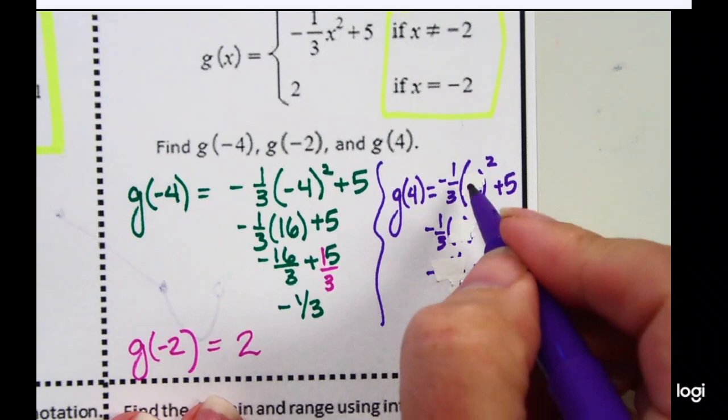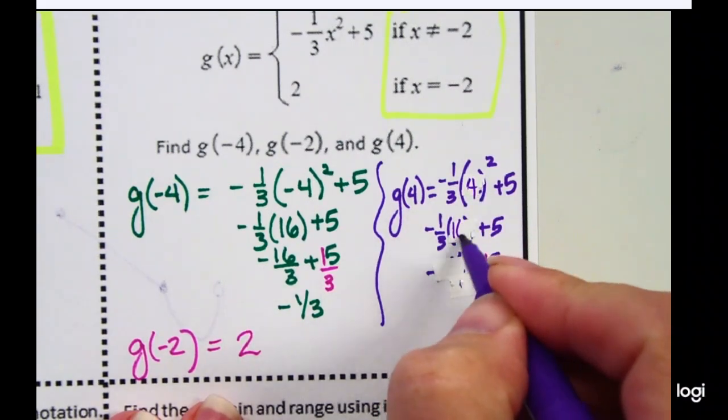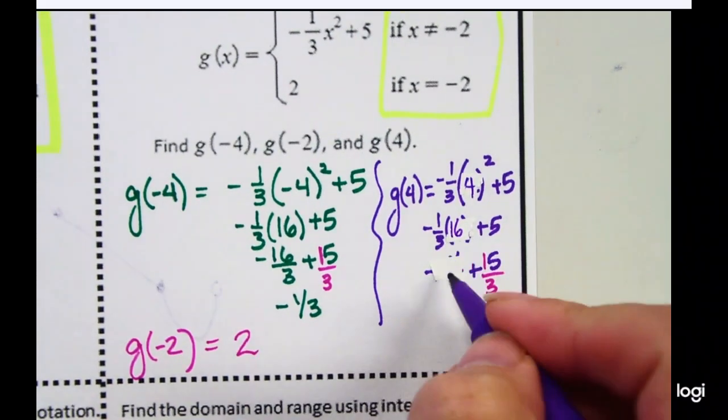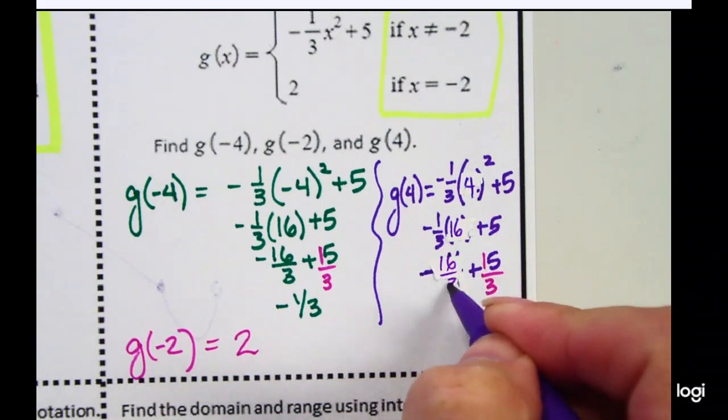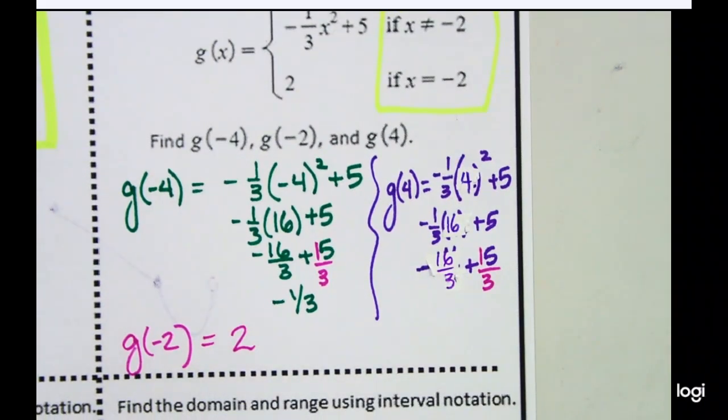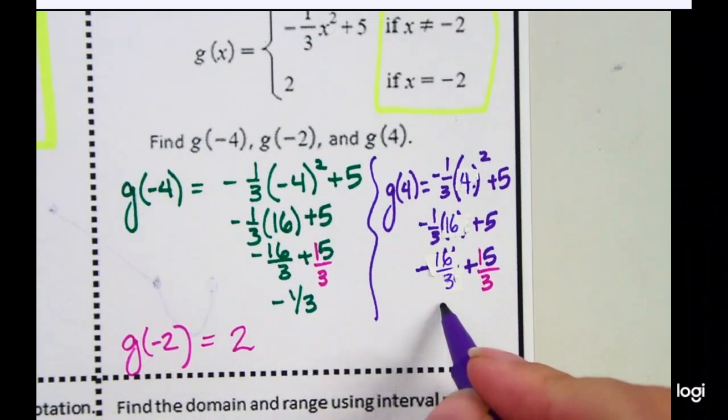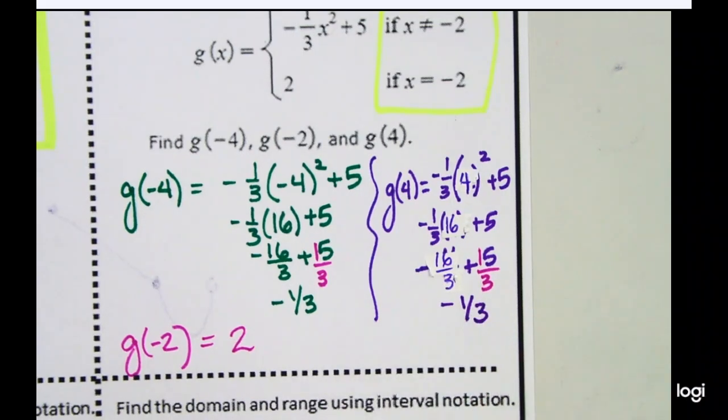So I'm plugging in 4, right? So that would be a 16. So that would be a -16/3. And I get a -1/3. Thanks for the save.